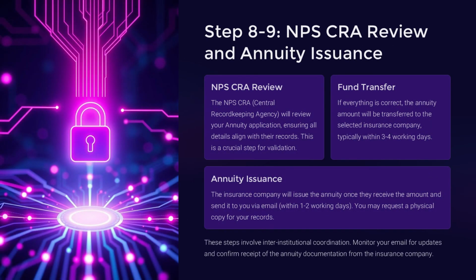8. Next, the CRA will verify the annuity request. If everything checks out, they will transfer the corpus to the insurance company, usually within 3 to 4 working days. 9. Once the insurer receives the funds, they will issue the annuity policy. You'll get an email copy of the policy, and you can also request a hard copy to be mailed to your home address.